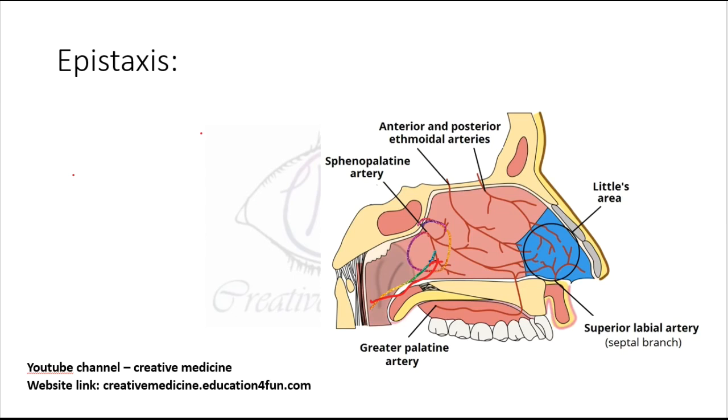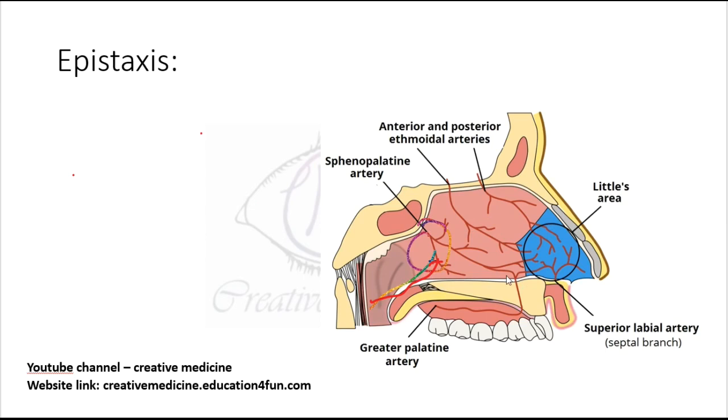Epistaxis can occur anteriorly or posteriorly. If the source is anterior to the piriform aperture, we call it anterior epistaxis. If the source is posterior to the piriform aperture, we call it posterior epistaxis. Posterior epistaxis can occur in the lateral wall, in the septum, or even in the floor of the nasal cavity.